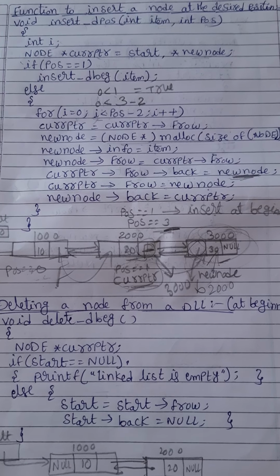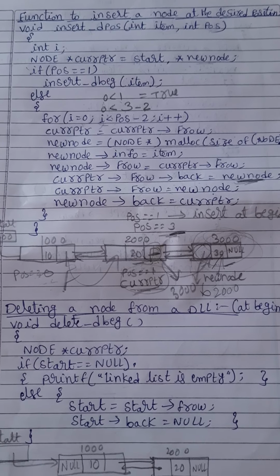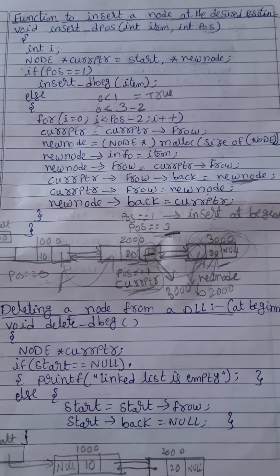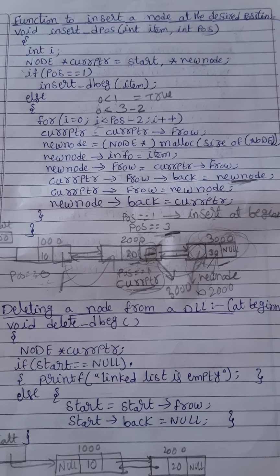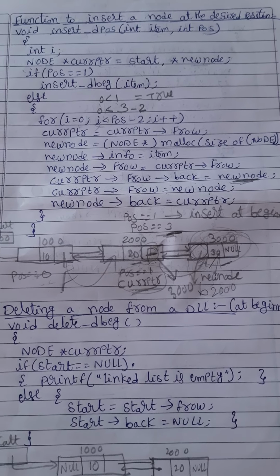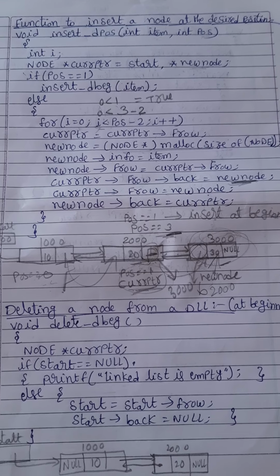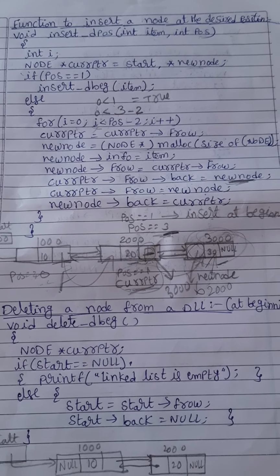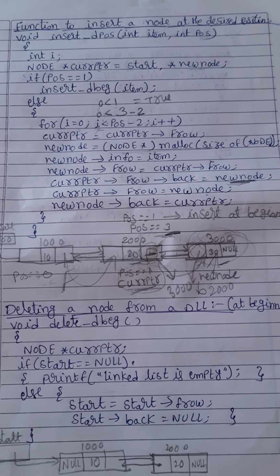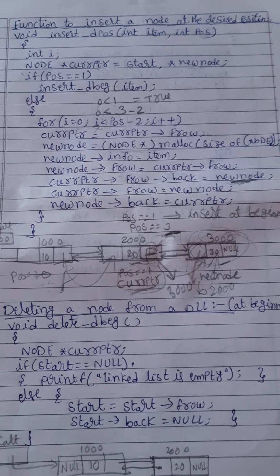Hi students, today we are going to discuss deleting a node from the doubly linked list. There are different ways to delete a node from the doubly linked list. We can delete the node at the beginning, or we can delete the node at the end. We can delete the element at the desired position, and we can delete the node based upon the item. These are the different ways to delete an element from the doubly linked list.